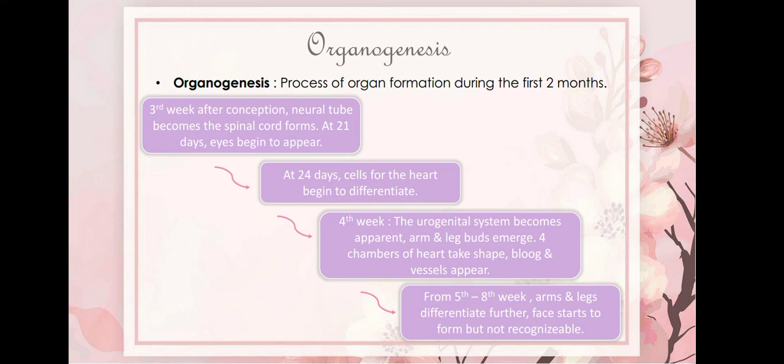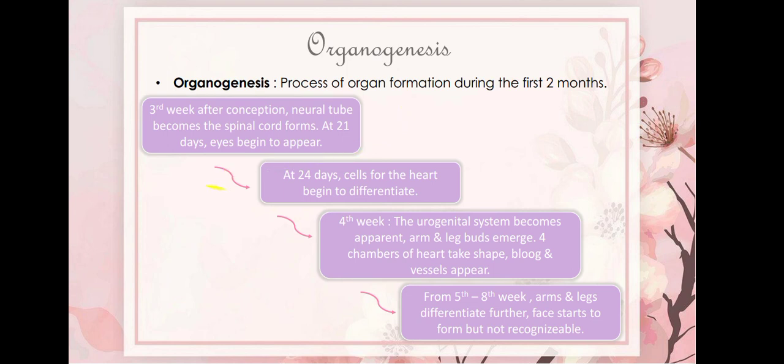Okay, the next one is organogenesis, a process of organ formation during the first month. The moment the organs are formed, that process we call organogenesis, the process of formation of the organ. So in the 3rd week of the conception, the neural tube becomes the spinal cord.